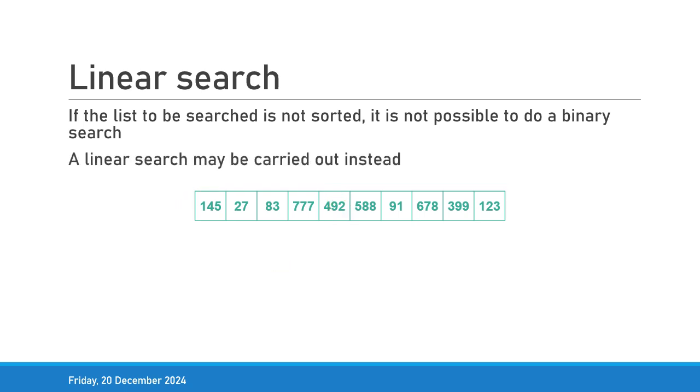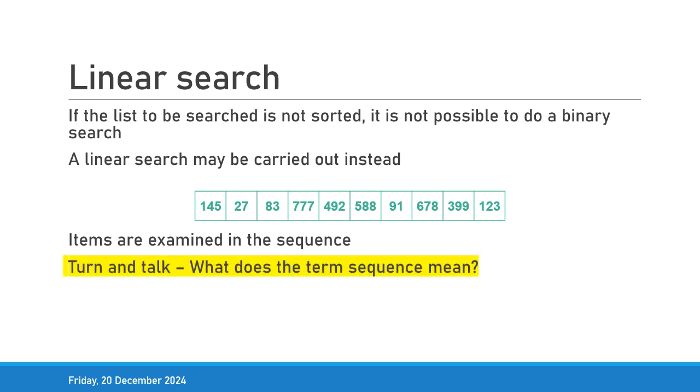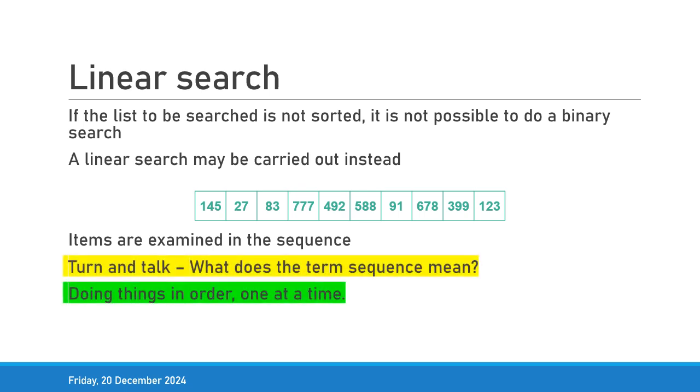A linear search, however, is where it doesn't need to be. This is where items are examined in sequence, one after another. So if we're doing this, we would literally, if we're looking for the number 777, for example, look at the first item and go, is that 777? Well, it's not. Is it that one? No, it's not. Is it that one? No, it's not. Is it that one? Oh, yeah, it is. There you go.